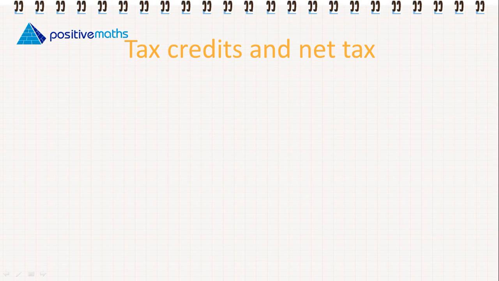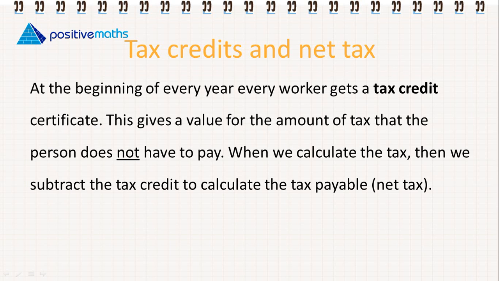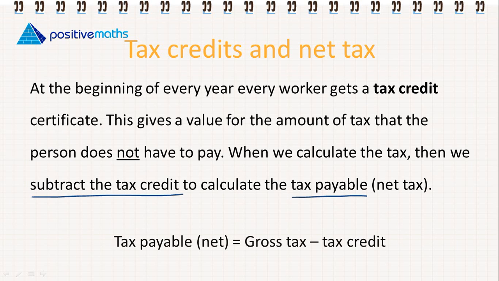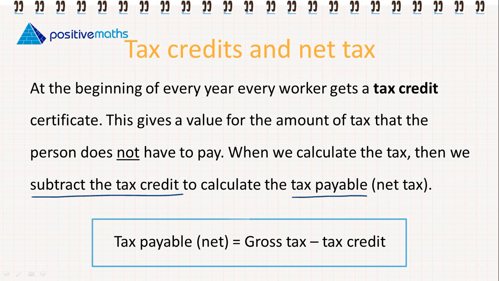Let's discuss tax credits and net tax. At the beginning of every year, every worker gets a tax credit certificate. This gives a value for the amount of tax that the person does not have to pay. When we calculate the tax, then we subtract the tax credit to calculate the tax payable or the net tax. So, the tax payable is equal to the gross tax minus the tax credit.